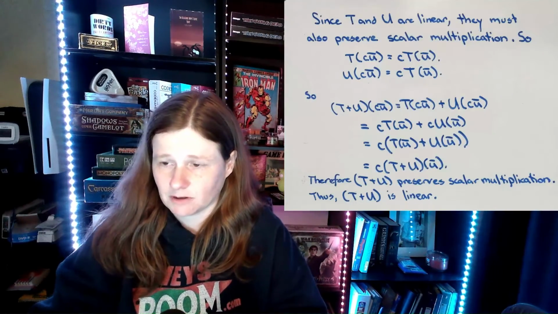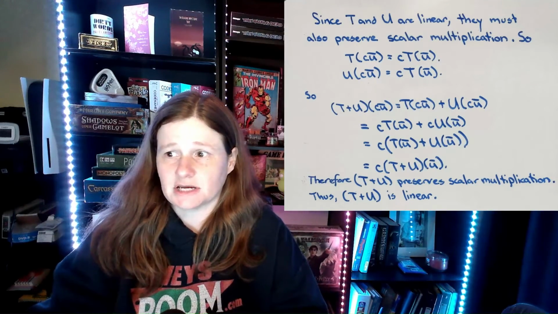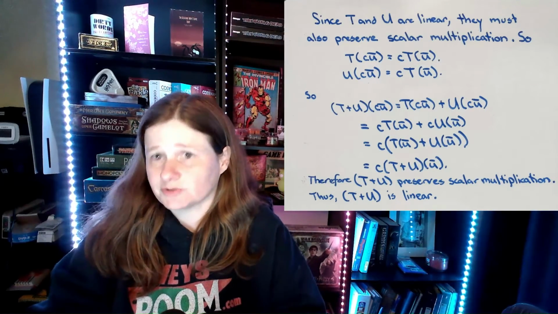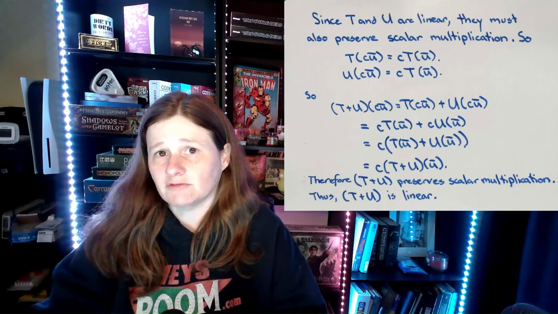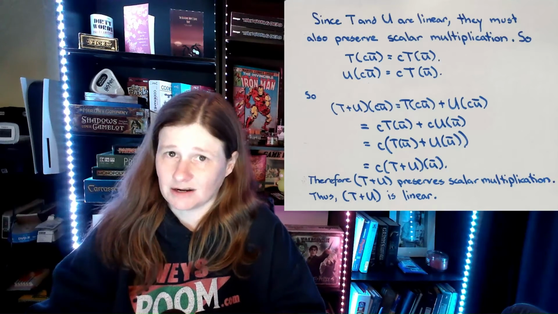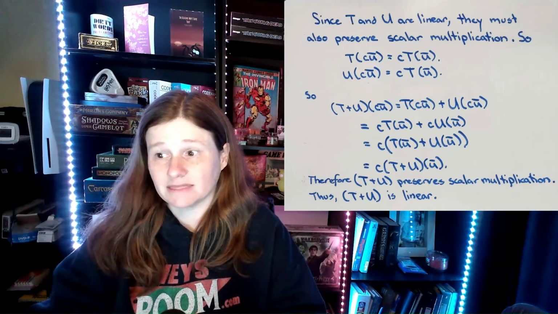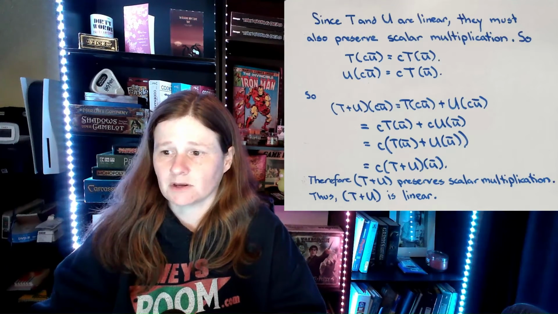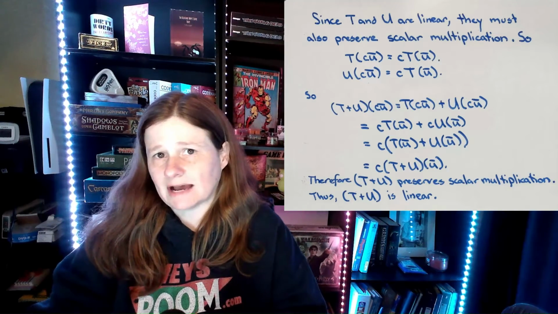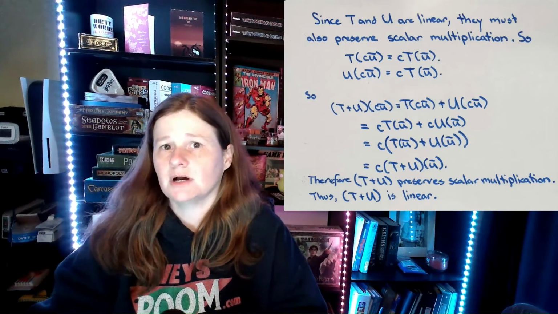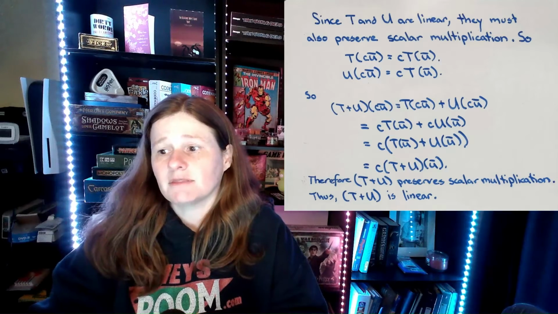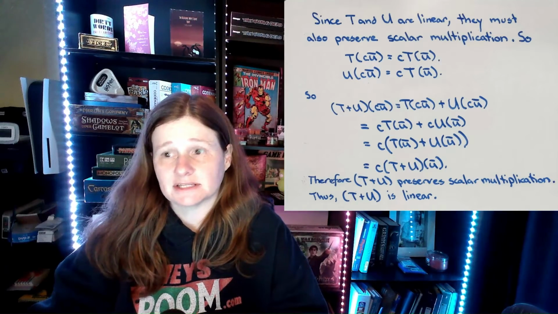So now we can go on to the next half, which was, remember, to show that it preserves scalar multiplication. Since our transformations T and U are linear, they also have to preserve scalar multiplication. So we're going to list our formulas for that. T of a constant times the vector u must equal that constant times T of the vector u, and the same for the transformation U. So that tells us that if we have the single transformation T plus U of the constant times the vector u, then we're going to plug these into this now.